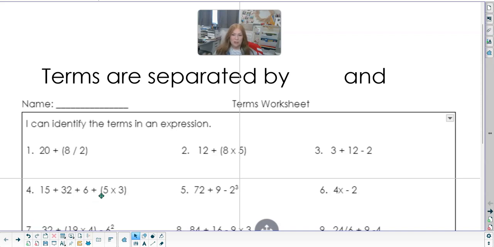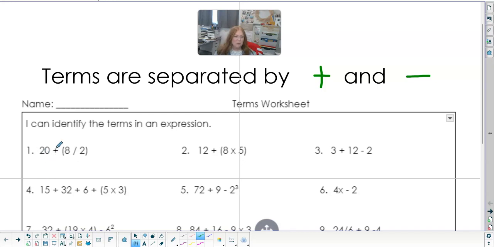For your terms worksheet, if you feel like you can find the terms without my help, then you can go ahead and do that. If you feel like you need help doing that, then be sure to follow along with this video. So the first thing we need to remember is that terms are separated by adding and subtracting. So they have to have an add or subtract sign. So the first thing we want to do is look for the add and subtract signs.